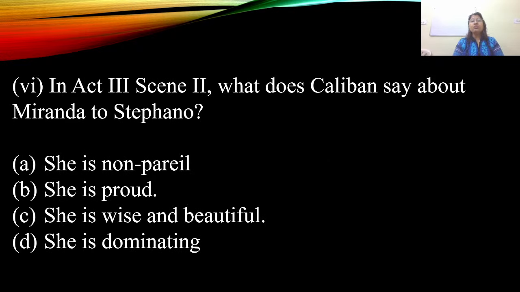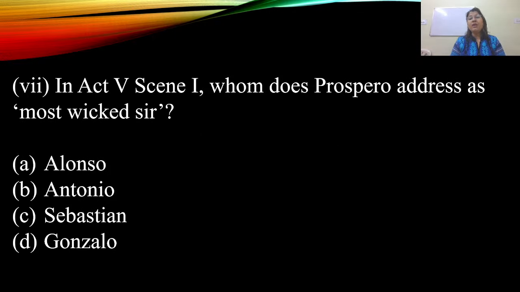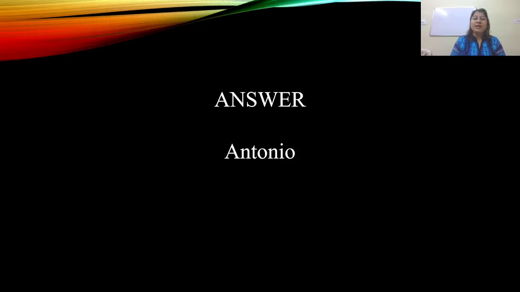In Act 3, Scene 2, what does Caliban say about Miranda to Stefano? That she is a nonpareil, she is proud, she is wise and beautiful, she is dominating. Sometimes from the words also, you may find a word which is from Old English. So, of course, it must be the correct answer. Here it is, the answer is she is a nonpareil. In Act 5, Scene 1, whom does Prospero address as "most wicked sir"? Alonso, Antonio, Sebastian, or Gonzalo? And the answer is Antonio.